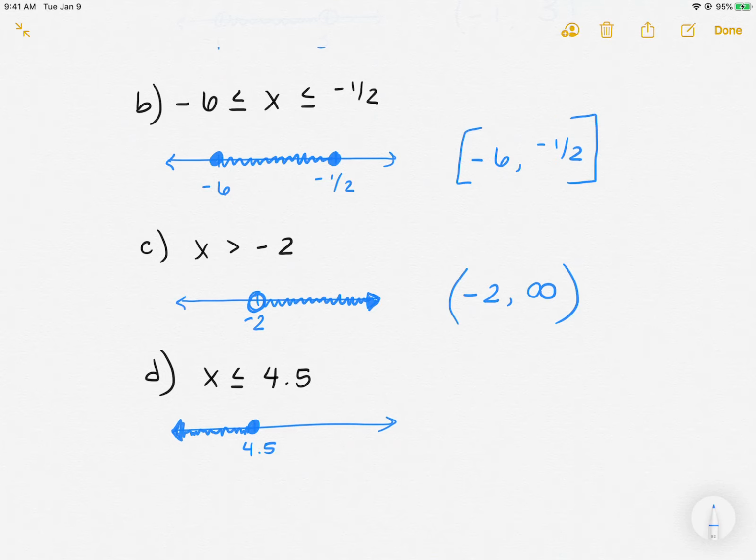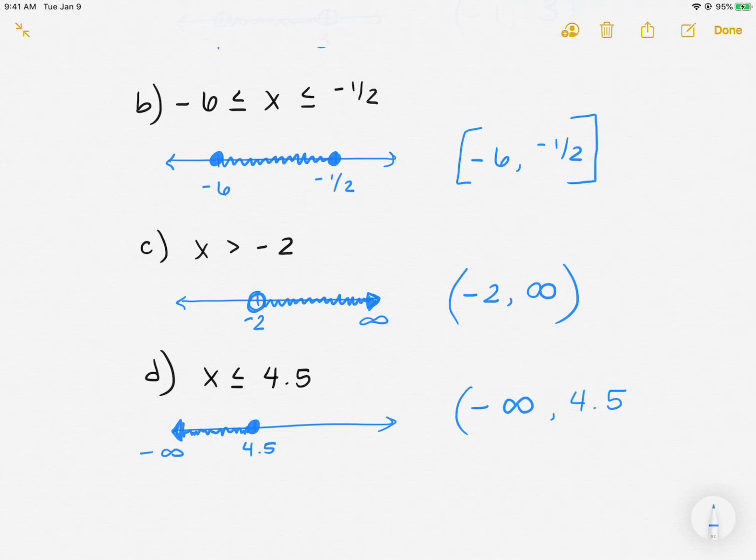Now when I go to write my interval, where does my interval start? Negative infinity? Yeah, negative infinity, because it's going back forever, so this way is negative infinity. Forward forever is positive infinity, backwards forever, negative infinity. So my first number in my interval is going to be negative infinity. The second number is going to be 4.5.